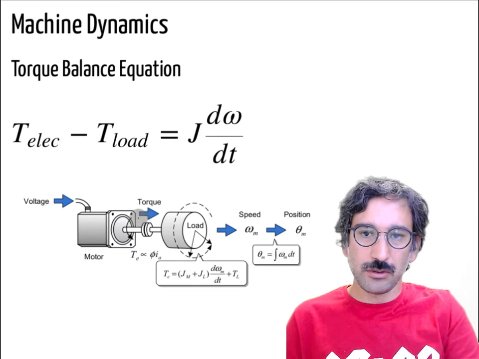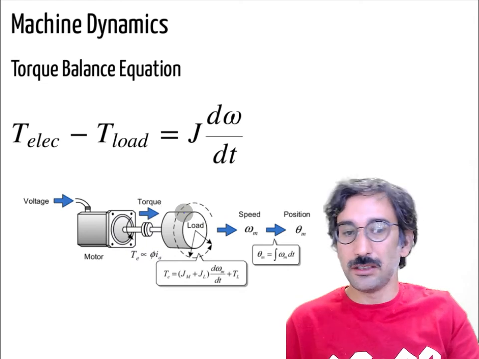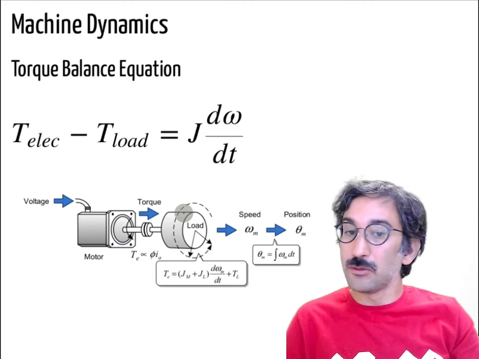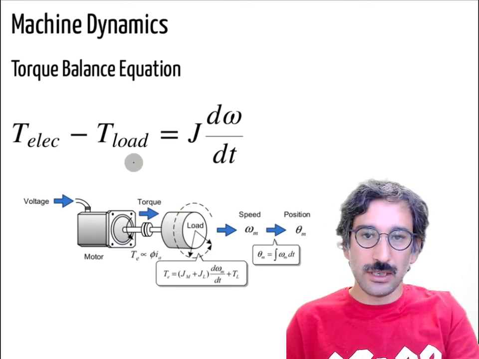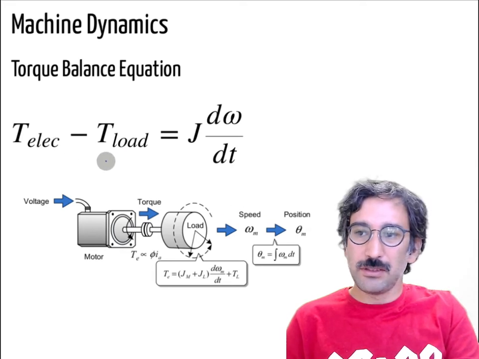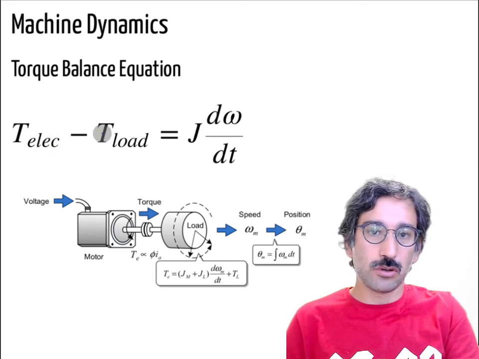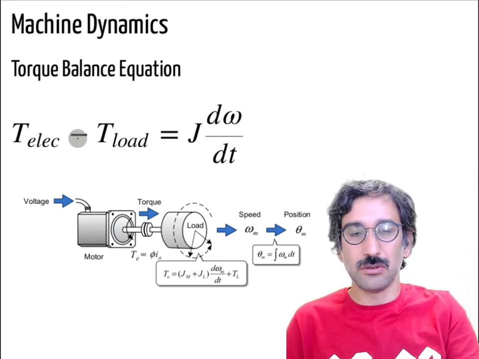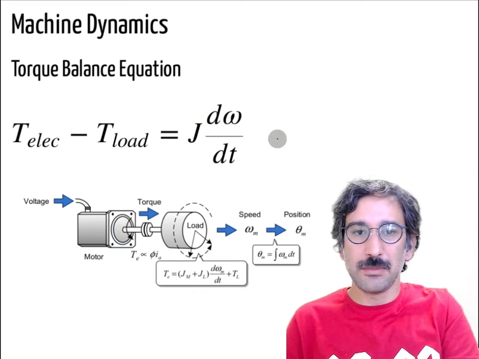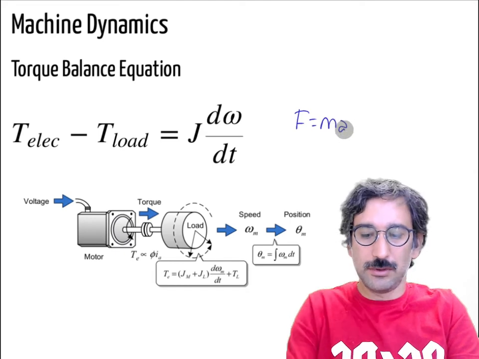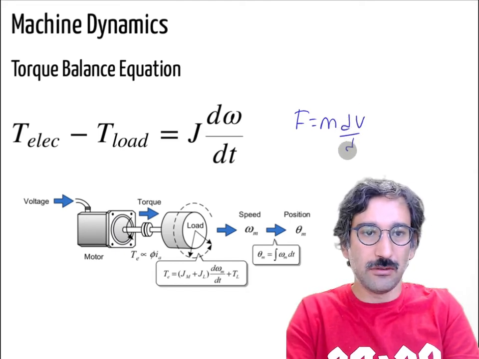Anyway, so we produce some electrical torque, then our load, whatever it is connected to, can be an electric car, a fan, an elevator, a crane, a robotic arm. So it has its own load torque. The difference between these two: if you produce more torque than the load torque, then you have extra net torque in the system, and it is the same as writing F = ma, or let me write it, F = M dV/dt.